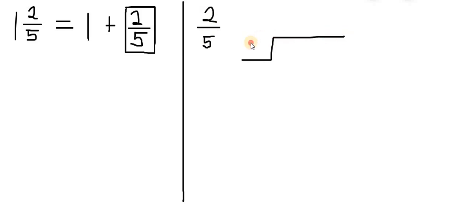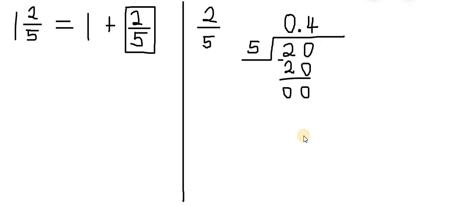So 5 goes on the outside, it's the bottom number. 2 goes on the inside, it's the top number. Okay? How many 5s in 2? That's 0. We want to carry on. So we put a point. That gives us a free 0. How many 5s in 20? Go through the 5 times table. That's 4. That makes 20. We subtract. That's zeros, so we can stop. So 2 over 5 is 0.4.